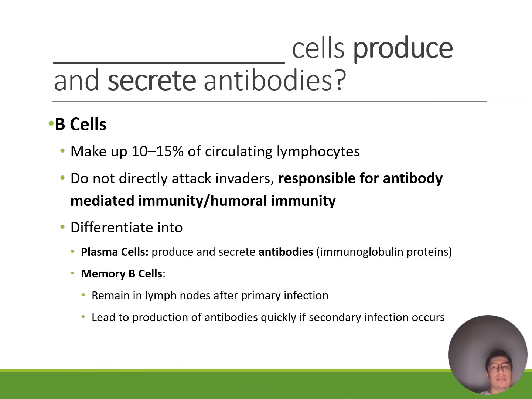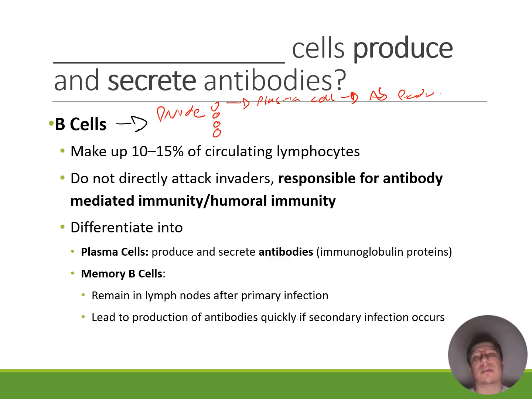Blank cells produce and secrete antibodies. Remember that B cells are the ones that will become activated. Once they become activated, they will divide. And once they divide into multiple numbers, then they will commit into becoming a plasma cell. And those plasma cells are the ones that will be involved in the antibody production. So to answer the question, blank cells produce antibodies.